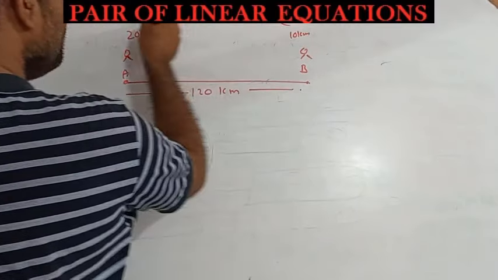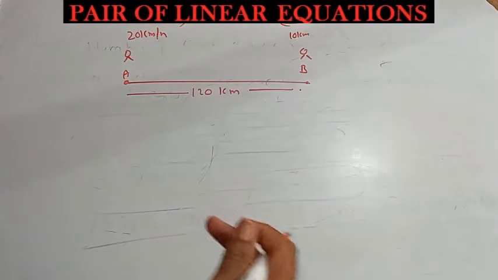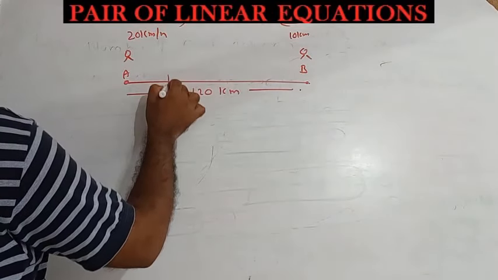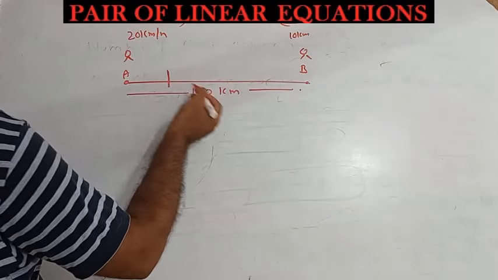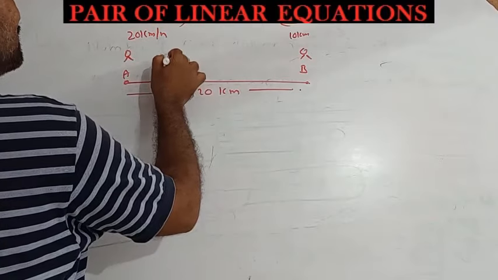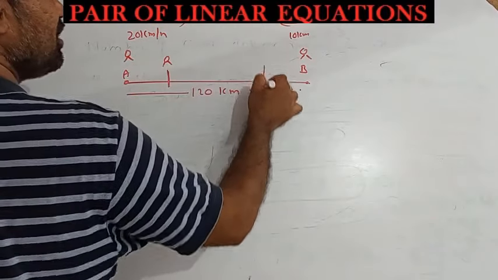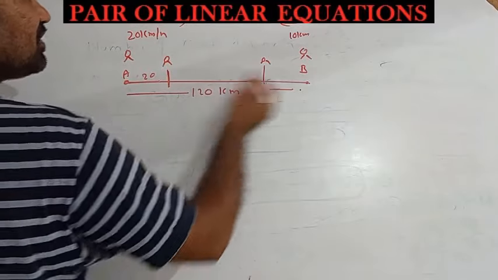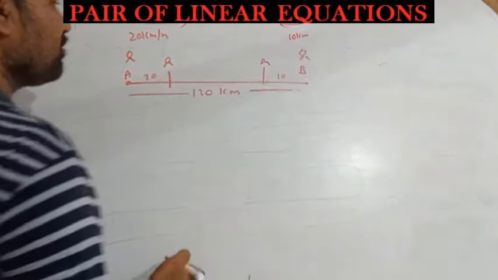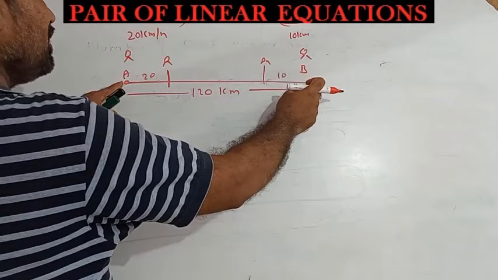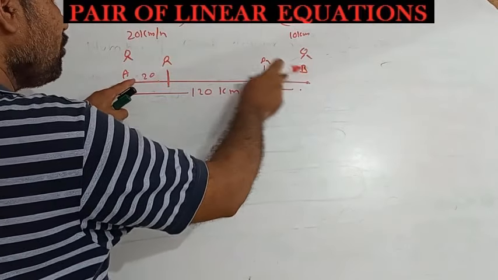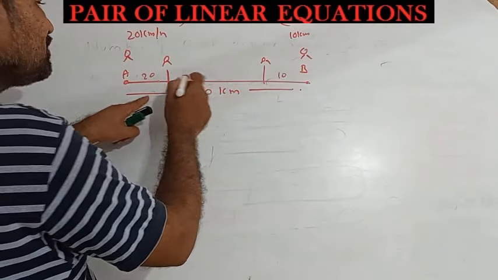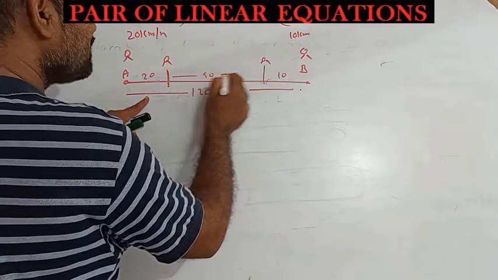They want to meet each other, means they are traveling in opposite directions. After 1 hour, the position of A is here, and the second person's position is here. After 1 hour, A will travel 20 kilometers, and B will travel 10 kilometers. Now out of the total 120, after 1 hour 30 km is reduced. 30 km reduced means now the distance between them is only 90 kilometers after 1 hour.